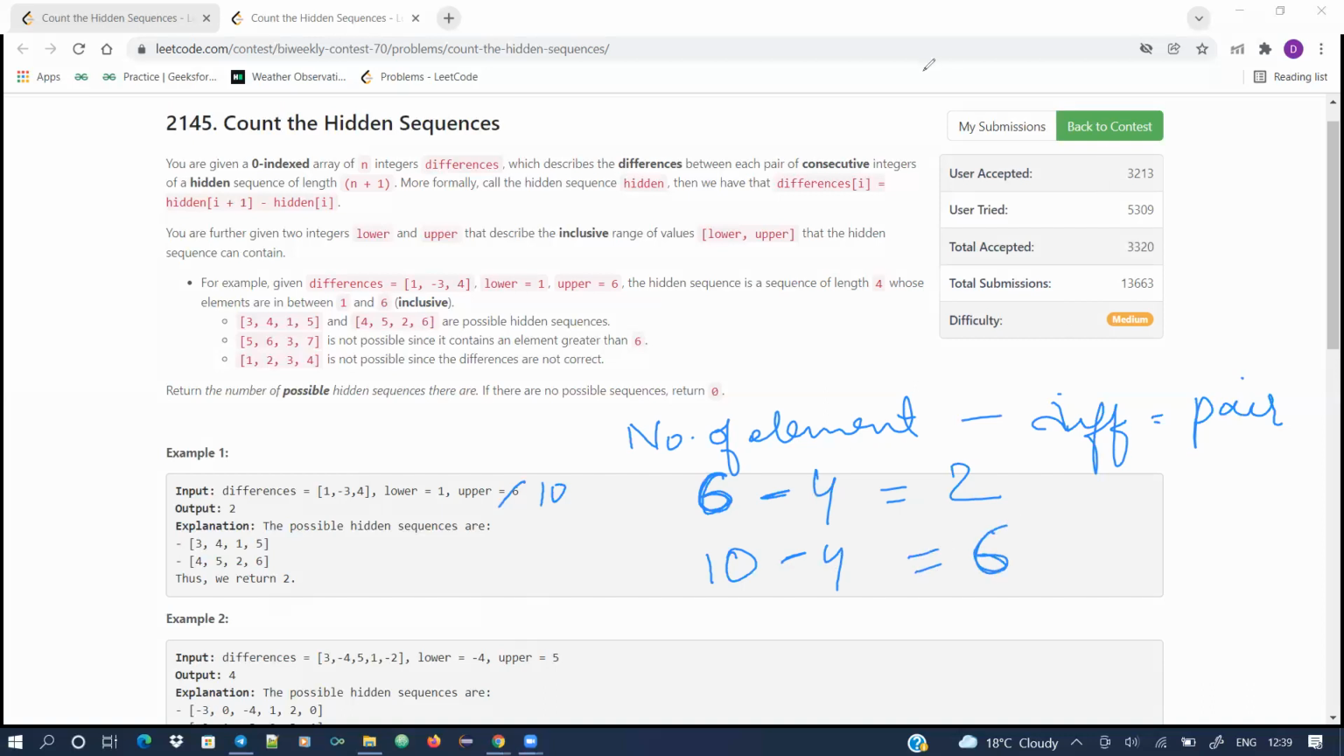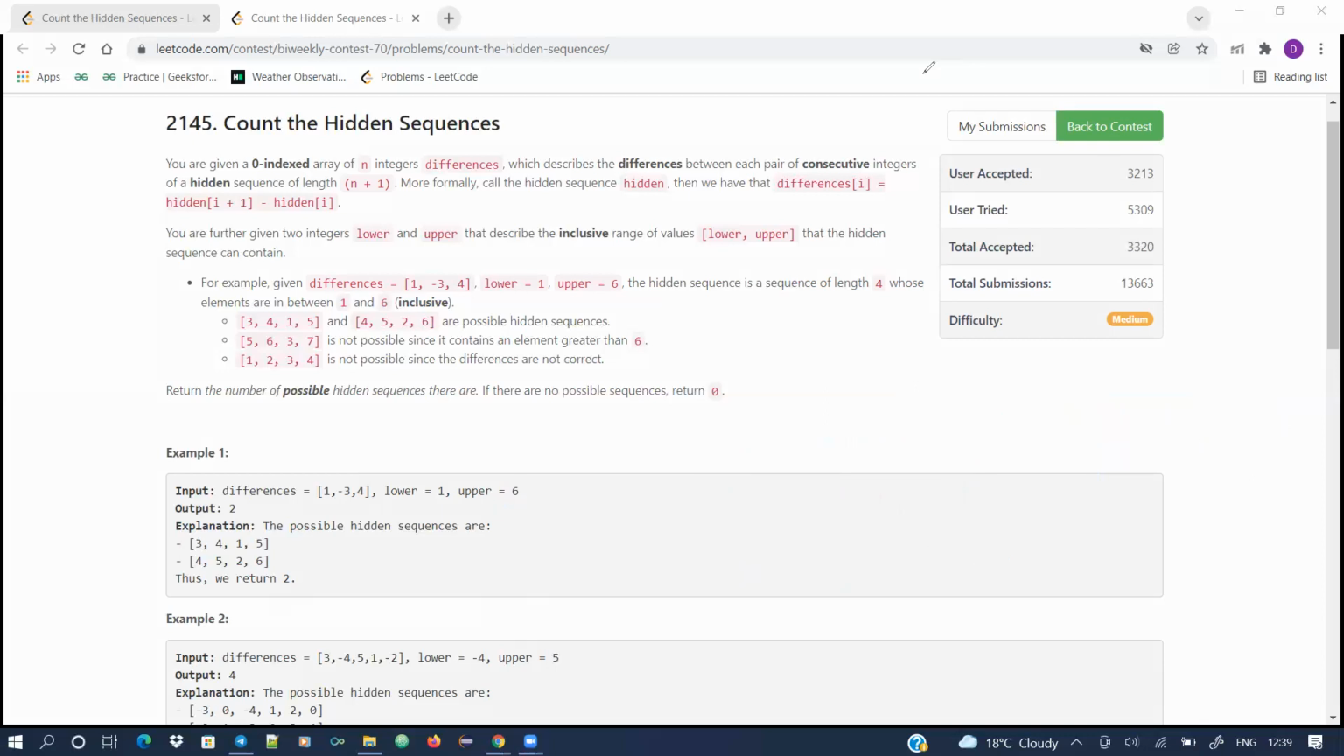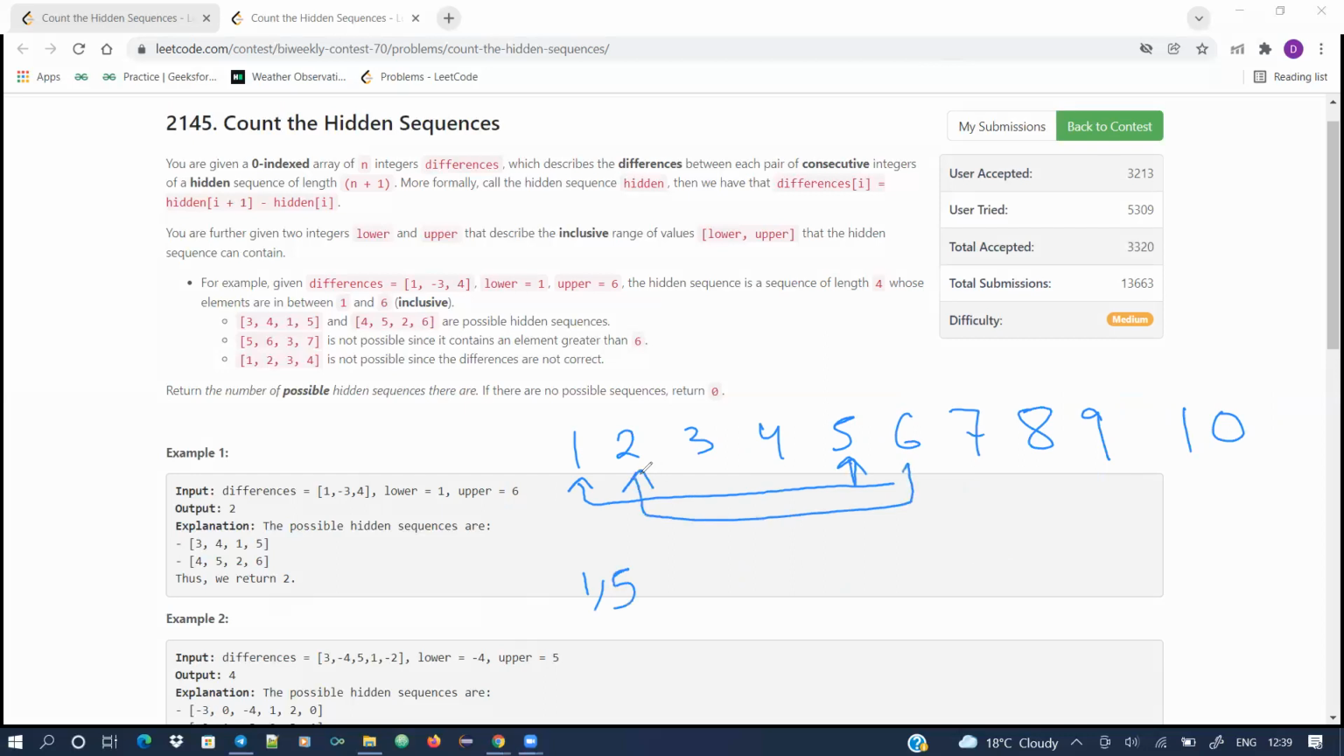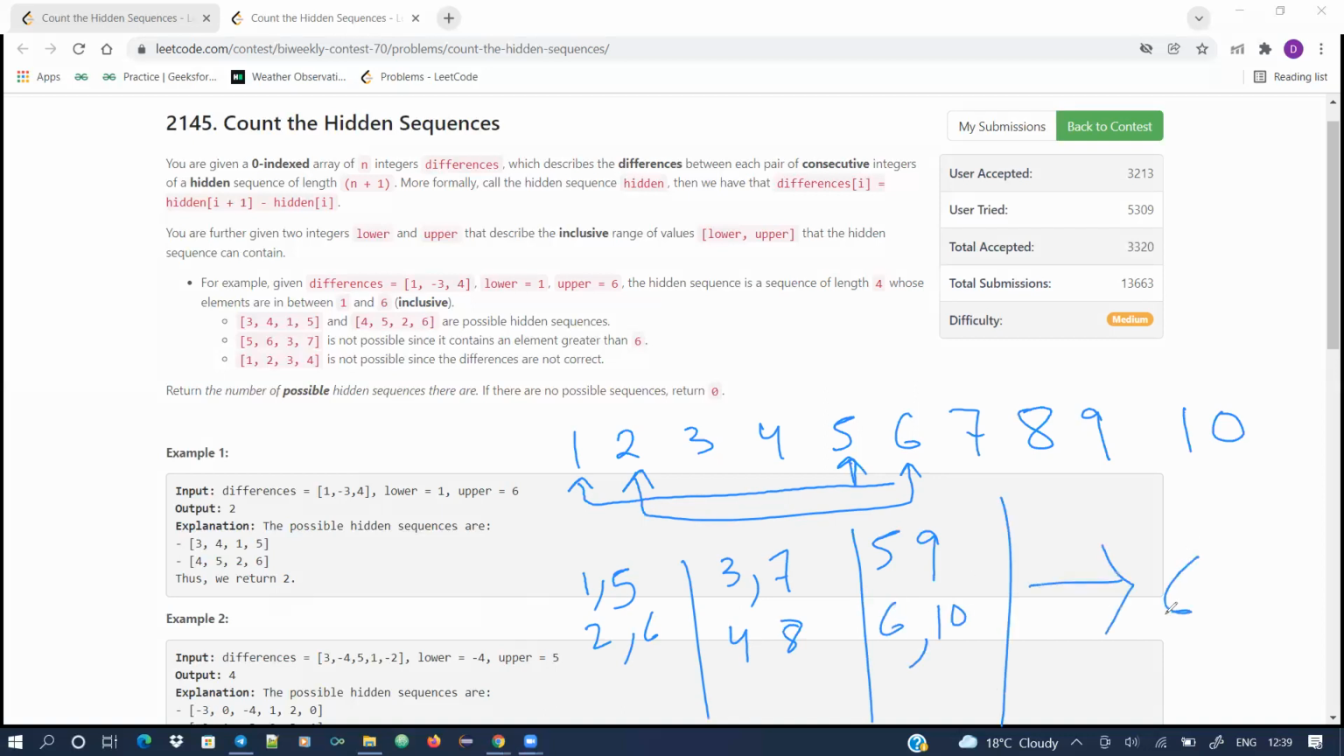Let's see, do we get 6 with the help of a diagram? Range is 1 to 10. If 1 is the starting point, then 4 is the difference. Therefore one such pair is 1 to 5. If 2 is the starting point, 6 will be the maximum, so 2 and 6. Then 3 and 7, 4 and 8, 5 and 9, 6 and 10. Therefore 6 such possibilities.